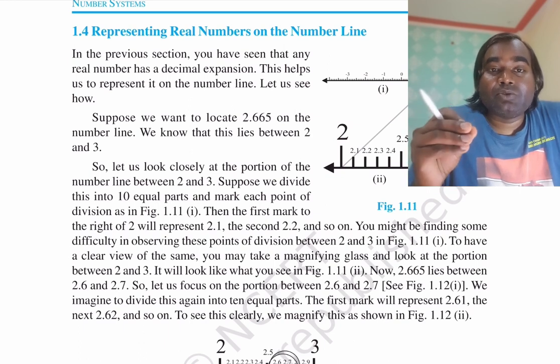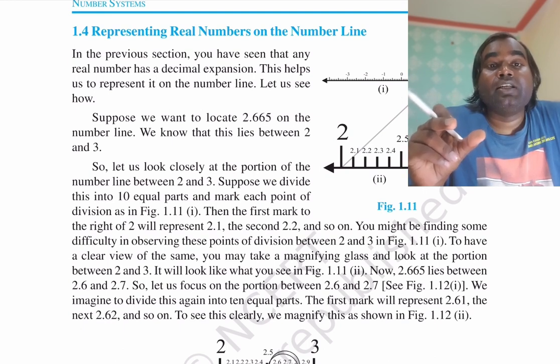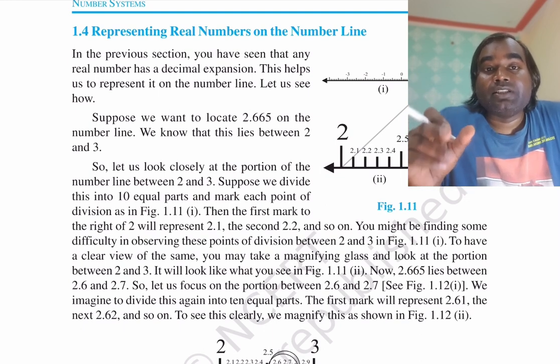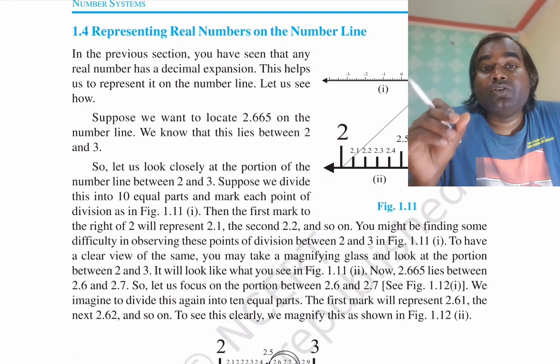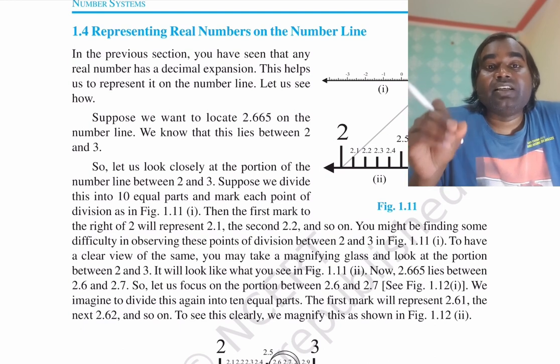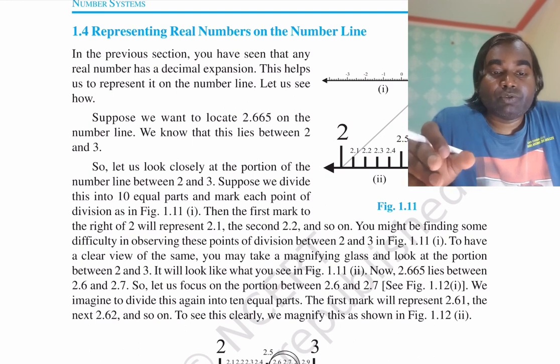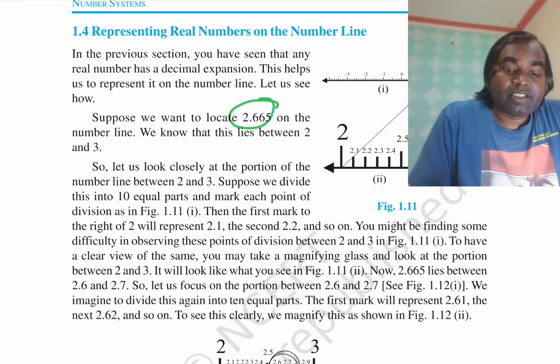So rational numbers have decimal points that are repeating or non-repeating, terminating and non-terminating. That means it is very difficult to represent the decimal values on the number line, but you can represent them by magnifying the line every time. Suppose you have to find the value of 2.665.